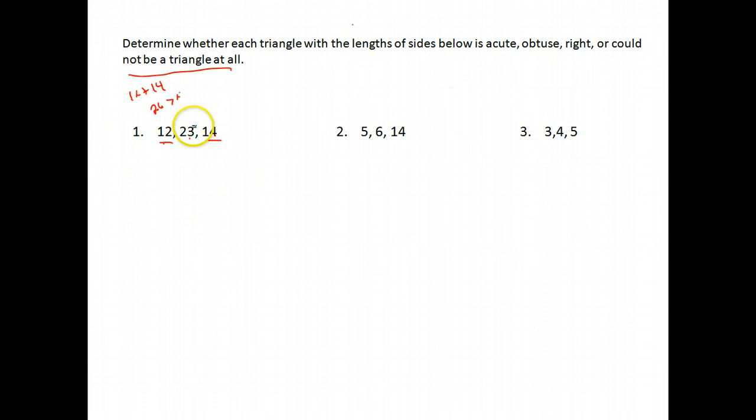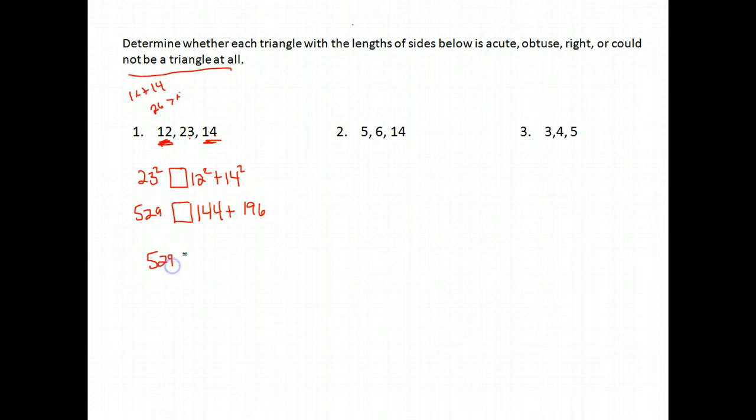What kind of triangle? Again, we want to separate out. Here's our two shorter ones. We're going to square those and add them together. And then we're going to decide what are they compared to that third side squared. Less than, greater than, or equal to. Well, 23 squared is 529. 12 squared is 144, and 14 squared is 196. Gives us 340, and 529 compared to that. How do they compare? Well, 340 is much less than 529. So we have the instance where c squared is greater than a squared plus b squared, which means our angle is greater than 90, making this an obtuse triangle.